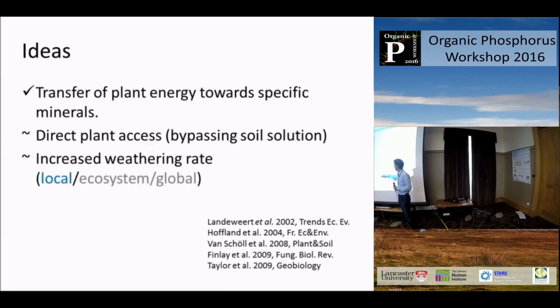And just the last slide, just to wrap up. We have to take into account there is this transfer of energy towards specific locations. So soils are heterogeneous. Maybe there's some plant access, but I don't believe it has a major effect on your plant nutrition. And for the weathering rate, there are local effects, but I don't think it's on the bigger scale. And it's not just based on this data, but also on the kinetic theory.